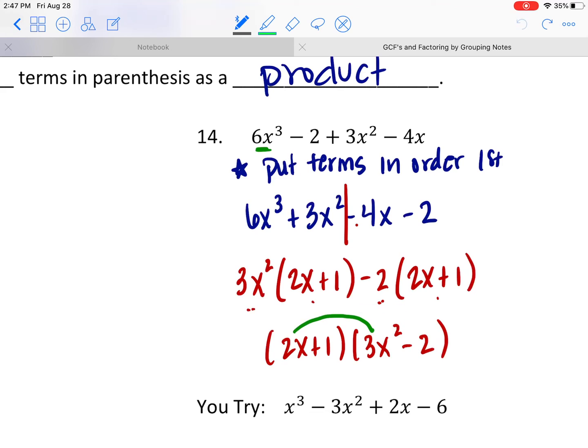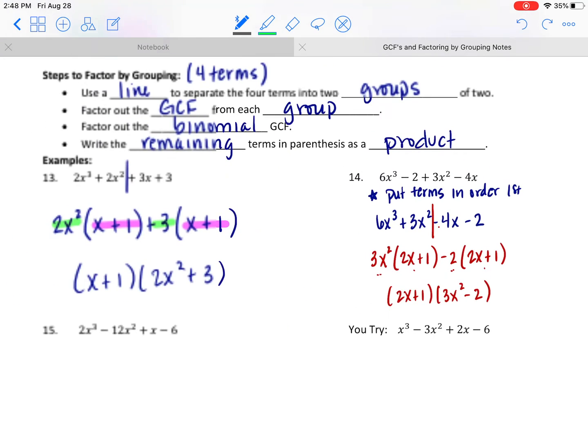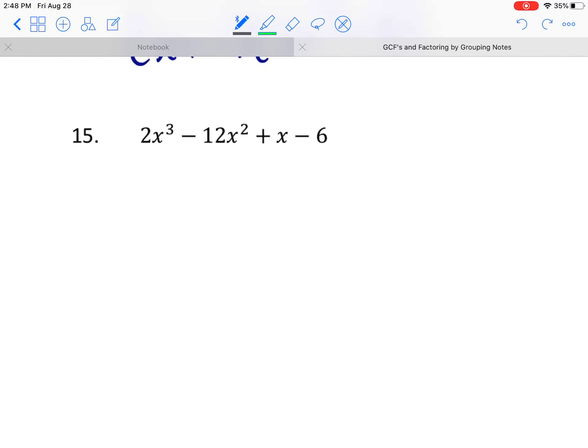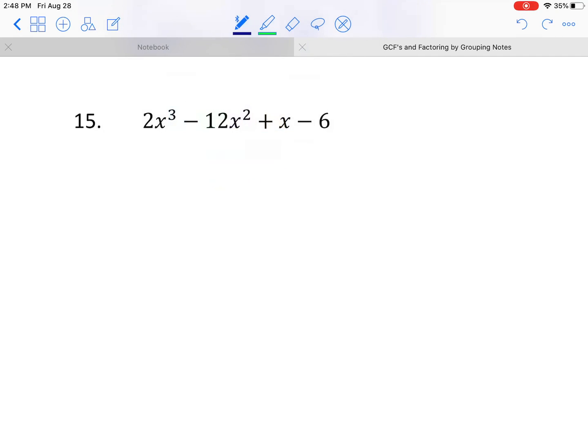Okay? So let me... Alright, there it goes. Let's try again. These terms are in order, so let's go ahead and split this into 2 groups. First group has in common a 2 and an x squared. If that's factored out, we're left with an x and then a minus 6.